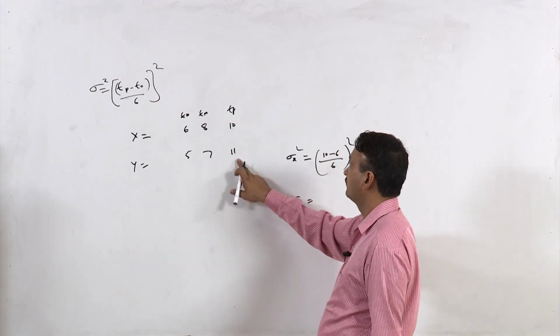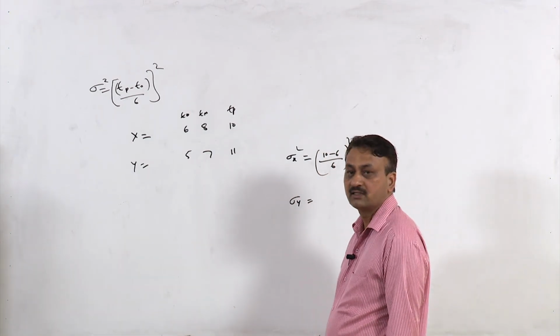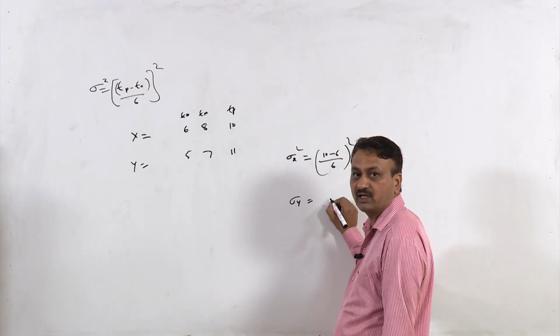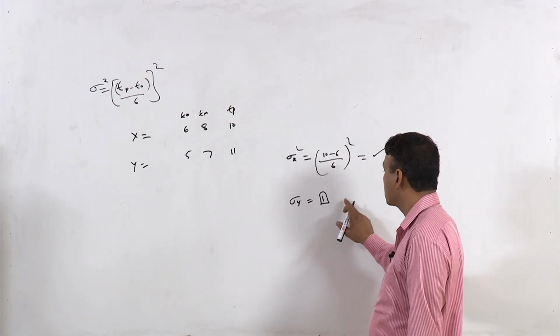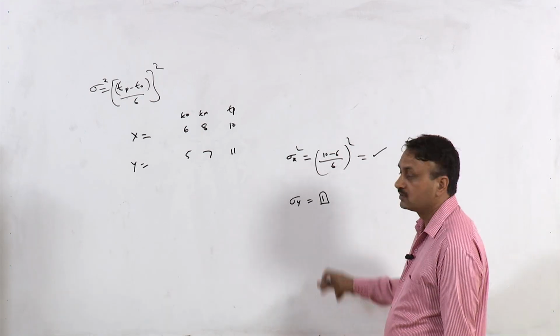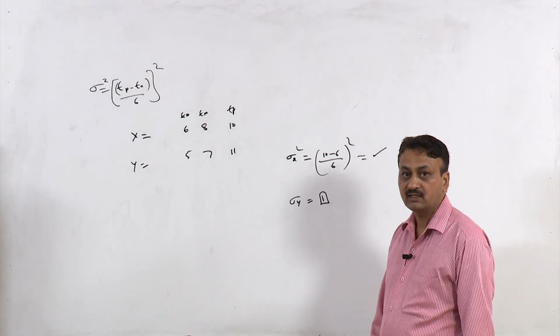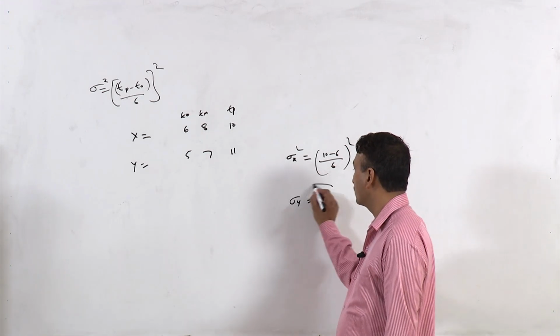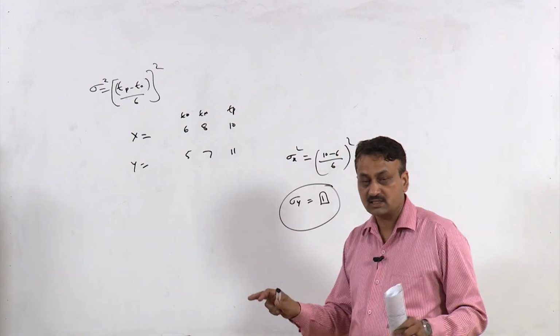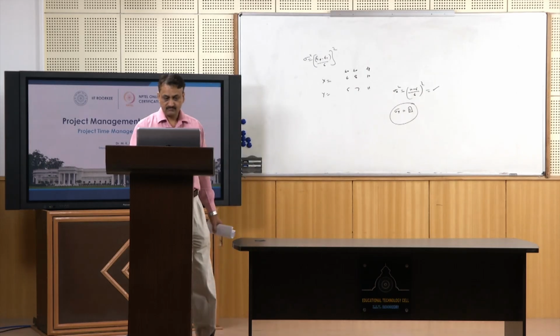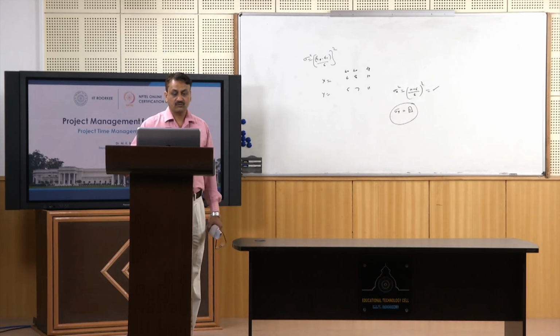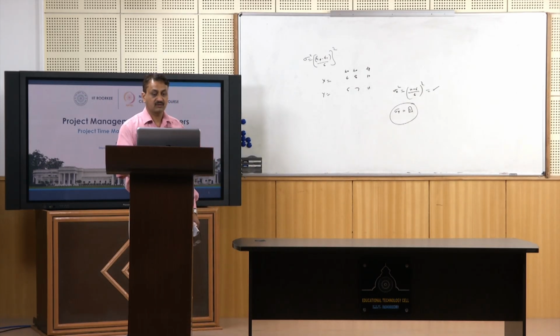So, this is 5 minus 11 is 6, divided by 6 is 1, 1 square is equal to 1. So, this was less than 1, this 1. So, who is more uncertain? This fellow is more uncertain because variance is higher in this case. So, 0.44 for first person and 1 for second person.